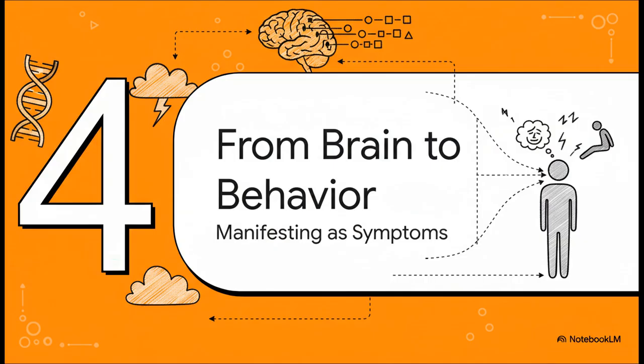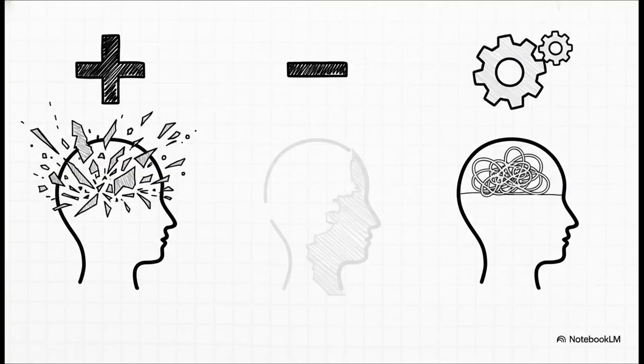The genetic risks, the environmental triggers, the physical brain changes, and the scrambled chemistry. Now for the final step, putting it all together to see how this translates into the actual symptoms a person experiences. So clinically, symptoms get sorted into three main buckets. First, you have positive symptoms. Think of these as things added to a person's experience, like hallucinations or delusions.